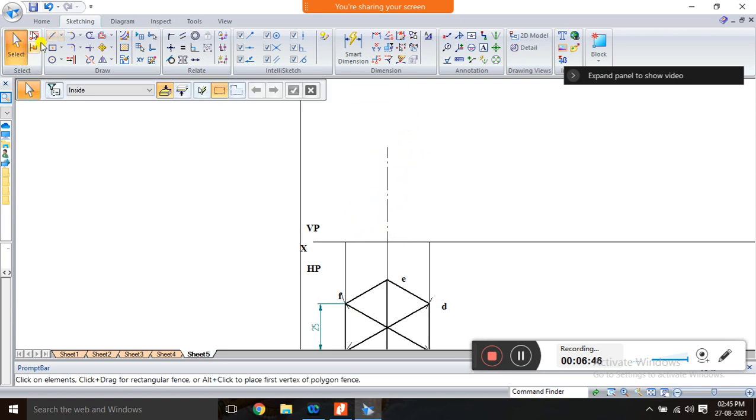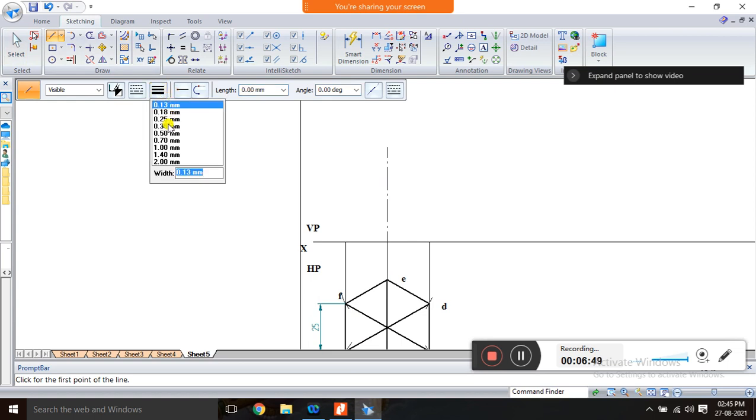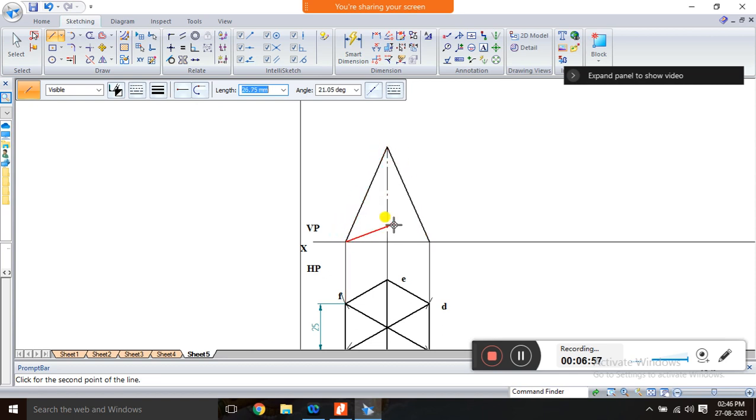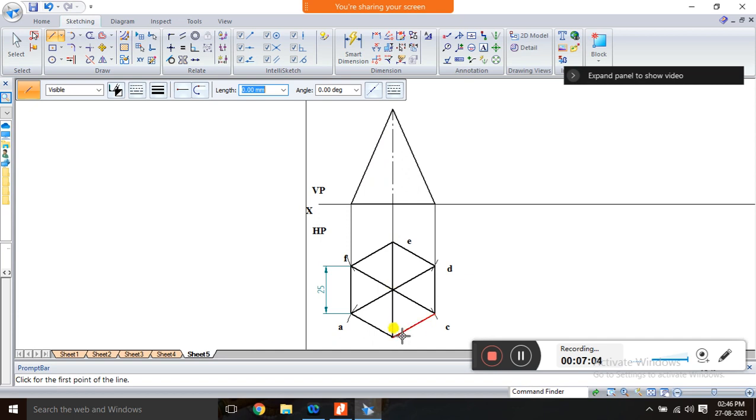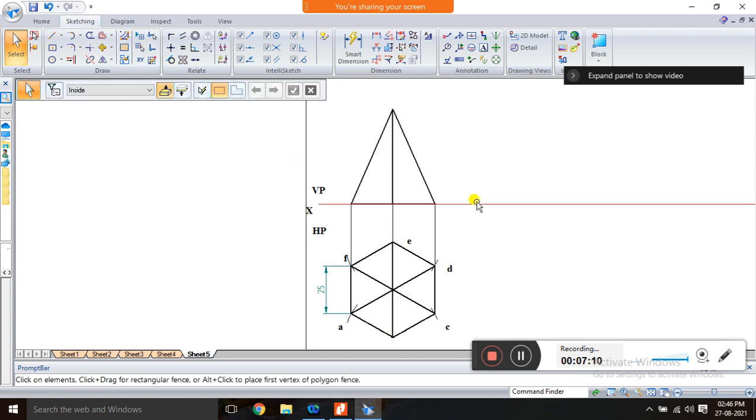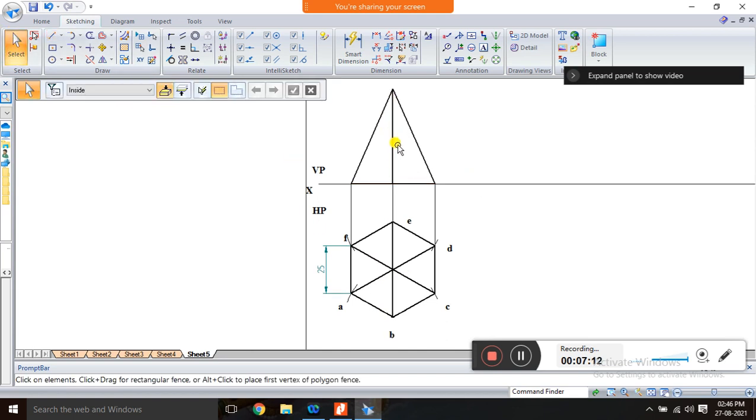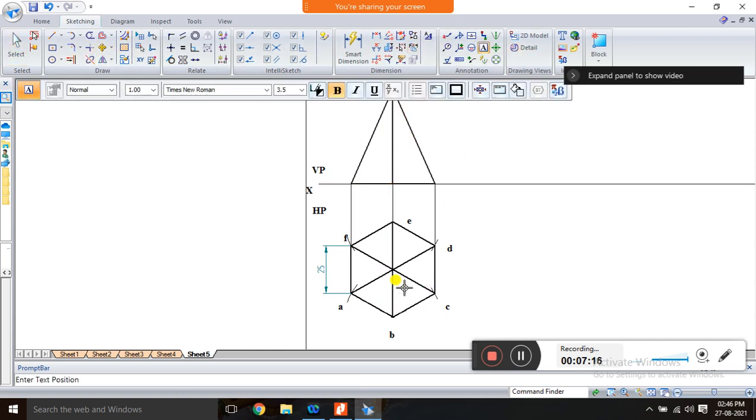So first draw the axis, then use the line command, that is with the help of your scale. You join all the edges, this edge, this edge. So like this you have to join all the edges. Here also there is a point B2O, so join this. So the axis is merged in this visible edge. And you have to name it.